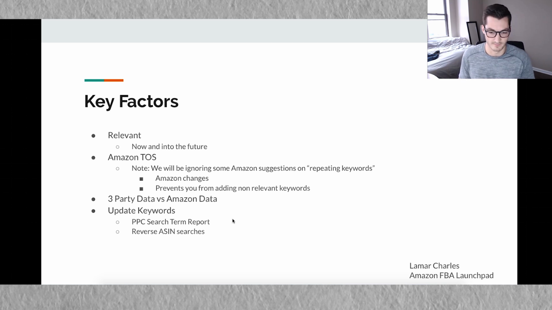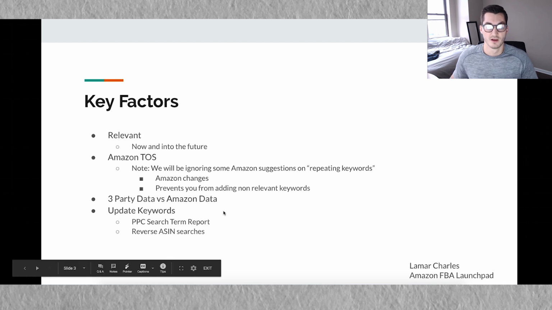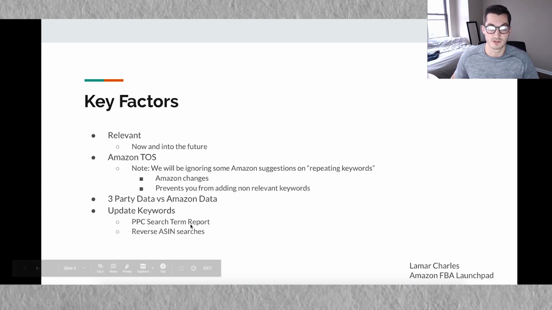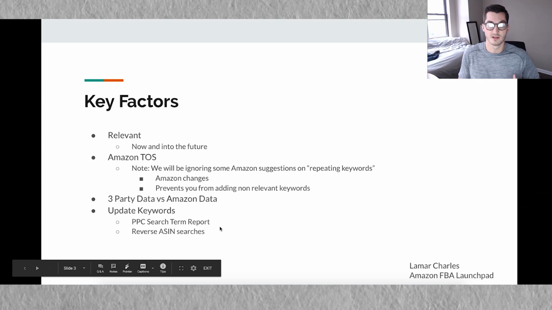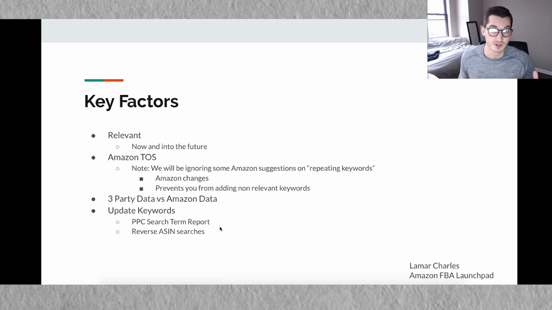However, as soon as you're up and selling on Amazon, you start running Amazon PPC, and you start getting real Amazon data on your own product, you want to incorporate that real data into your listing. You want to optimize your listing. You're going to find out new information through specifically the PPC search term report and conducting a reverse ASIN search on your own product. Now, this just makes sense, right?